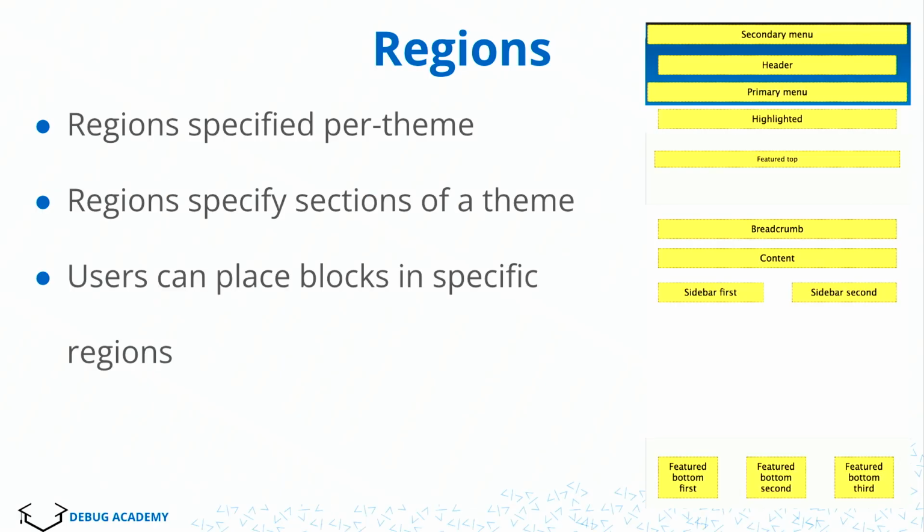So now I'm going to talk about regions. Your regions are sections of your web page and they're specified per theme. Generally with themes, you'll have a header region, footer, sidebar, content region. They can be more granular where you have like sidebar first, sidebar second, or footer column 1, footer column 2. But essentially, you have regions of your website and you can place blocks in these specific regions.